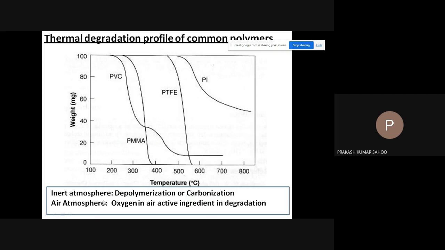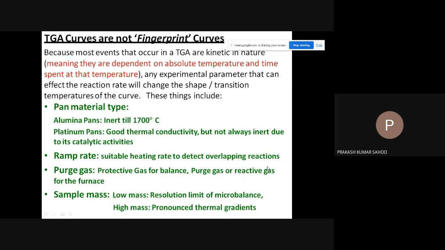In an inert atmosphere, polymerization or carbonization may occur. In an air atmosphere, oxygen in air is an active ingredient in degradation. Then the TGA curve is not a fingerprint curve.